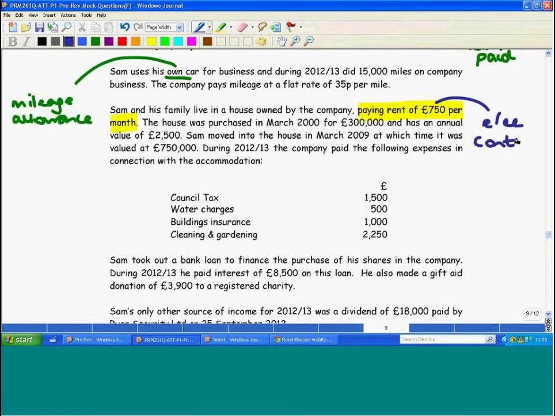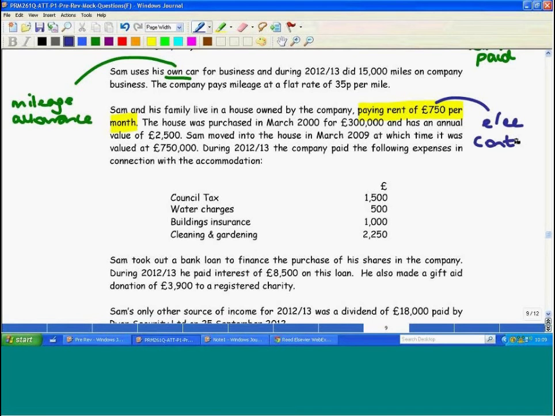Now we're told the house was purchased in March 2000 for $300,000. Now again, I'm looking for a figure that's above 75, because if we're above 75, we're going to have this additional charge. And we're told it's got an annual value of £2,500.